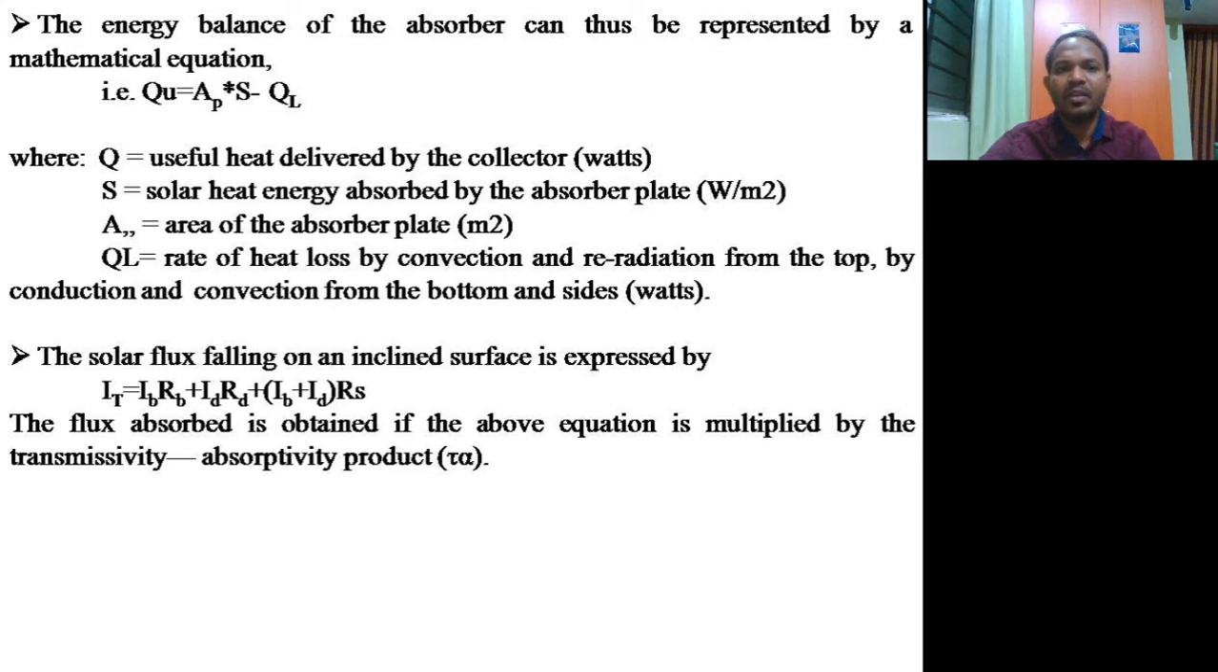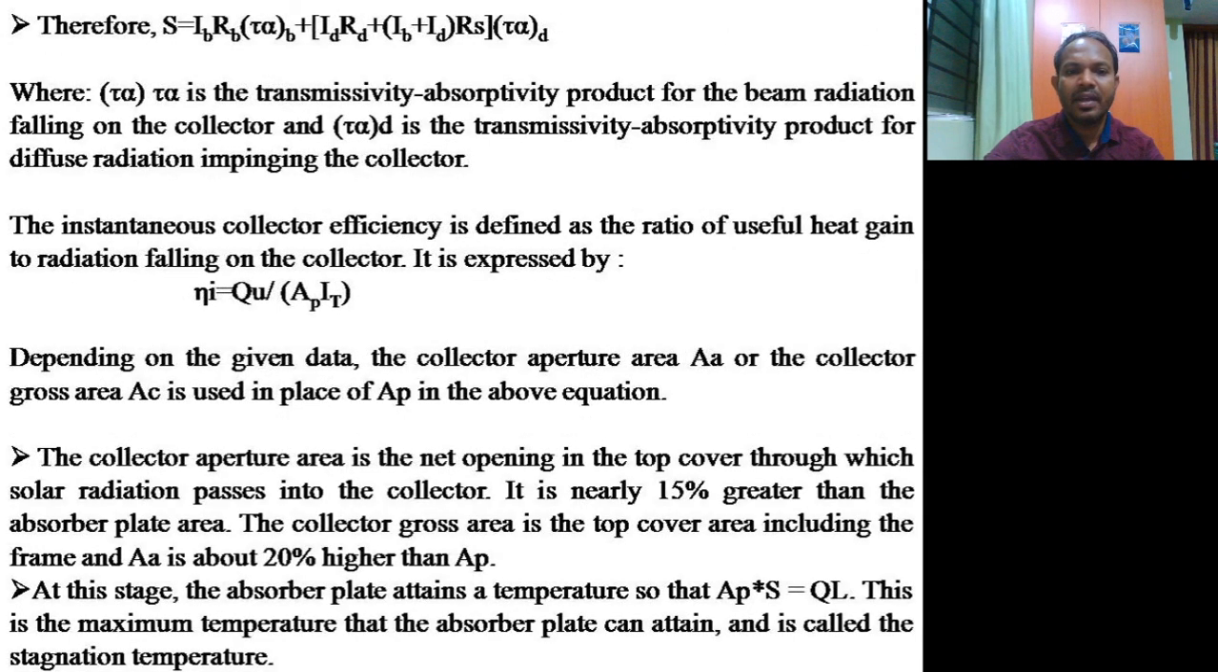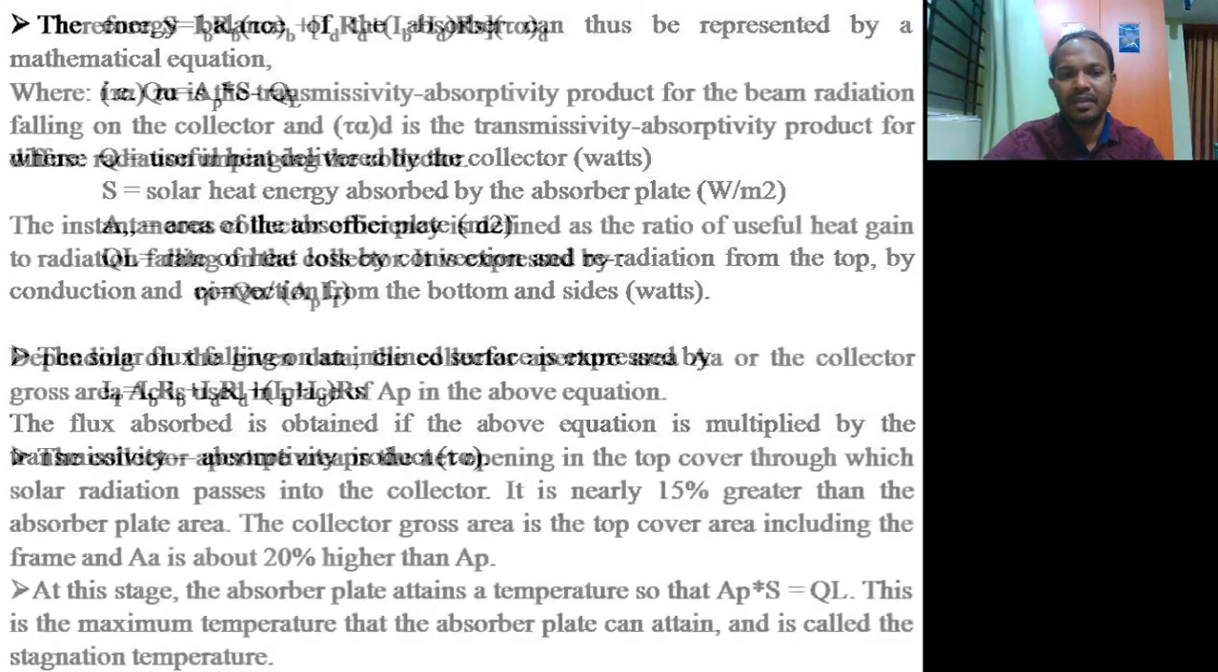The useful heat that is being absorbed by the collector, and the AP is nothing but the area of the absorber, and then we have IT. IT we have derived over here. It is the total solar flux, so it is nothing but the sum of the beam as well as the diffused radiations.